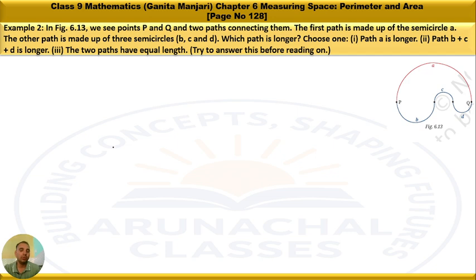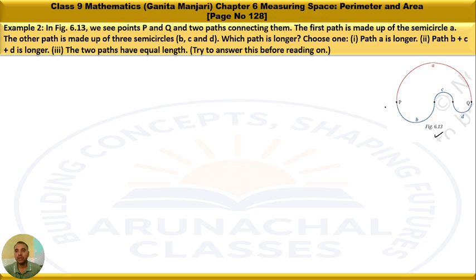Here in this video I will be solving example 2 given in page number 128 of chapter 6, measuring space, perimeter and area. Here the question is in the figure 6.13, you can see this figure. We see points P, Q and two paths connecting them. One path is the red line and the other path is the blue line.